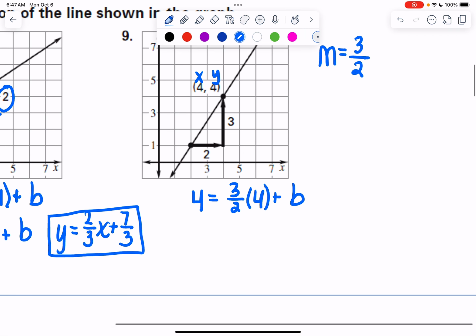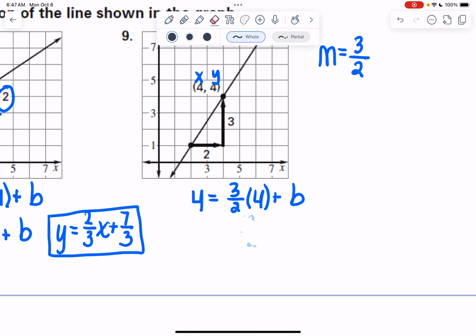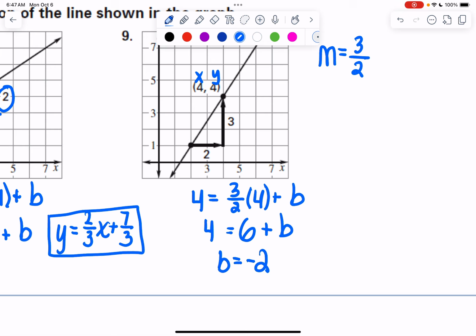So 3/2 times 4 is going to be 12/2, which is the same thing as 6, because 12 divided by 2 is 6. Plus b equals 4. So subtract 6, you get b equals -2. And so writing the equation, it would be y equals 3/2 x minus 2.